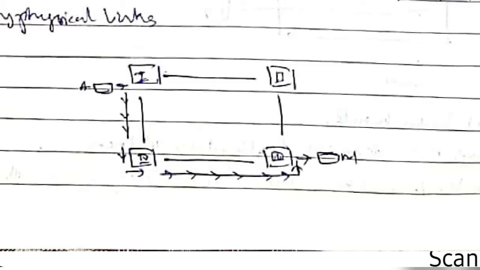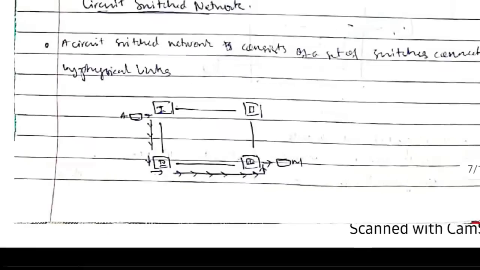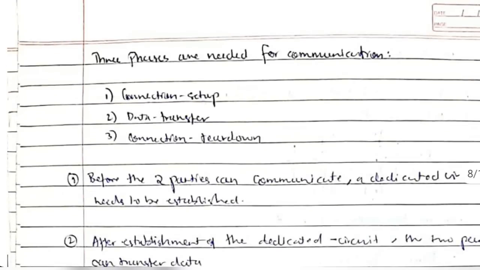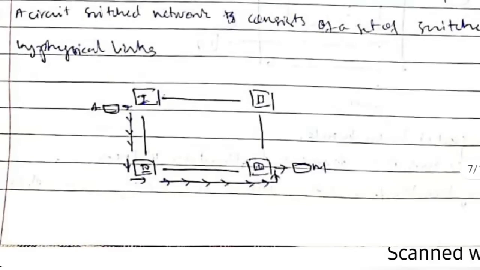Suppose that device A has to send some data to device M. It will send the data to switch 1, that will send to switch 4, this will send to switch 3, and this will send to M. There are three phases: the first is connection setup, second is data transfer, and third is connection teardown. Firstly the connection will be set up between A and M, meaning this is the path, and when it's set up, the data will be transferred, and after the data is transferred, it will break down.